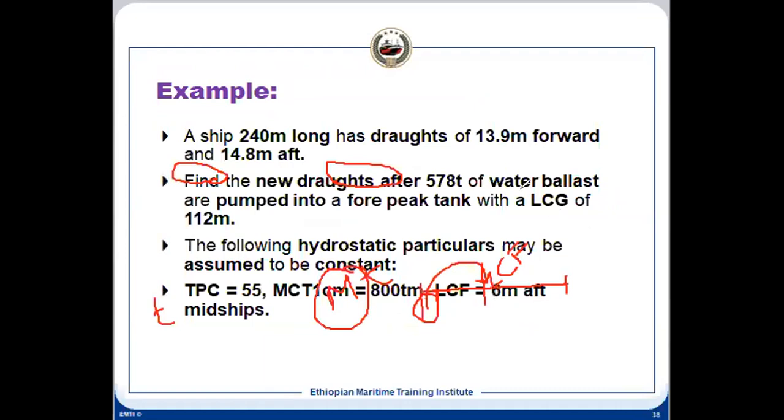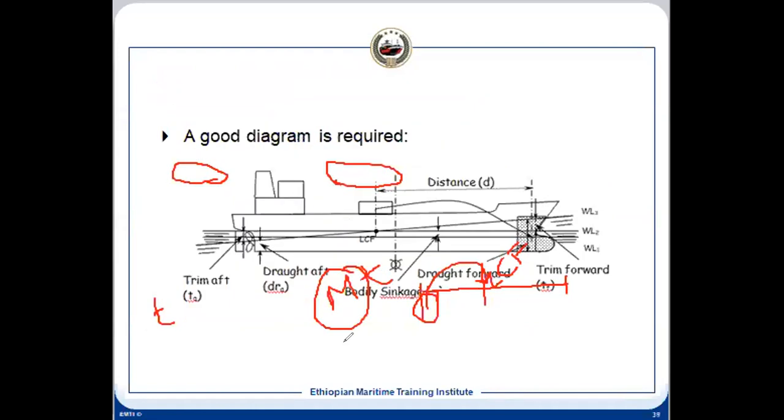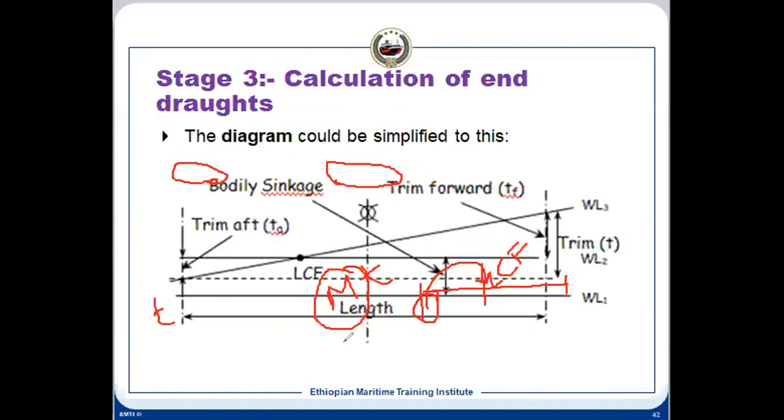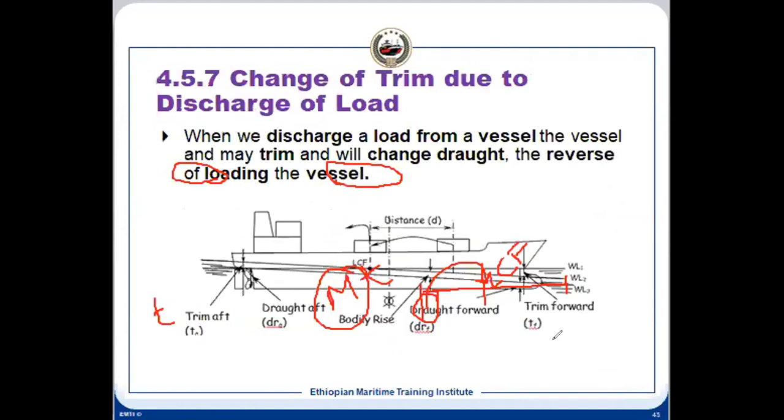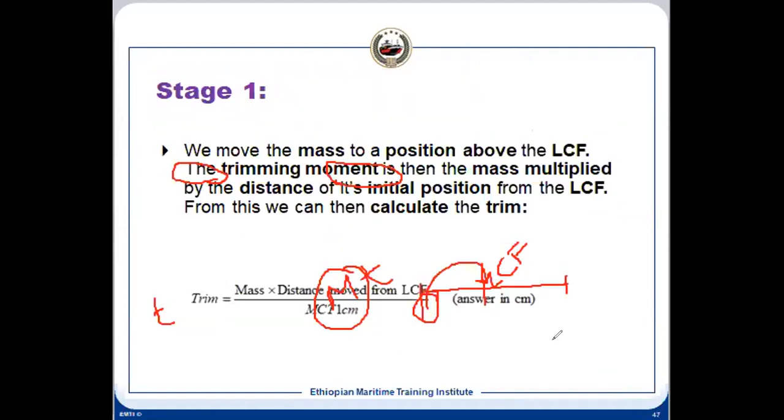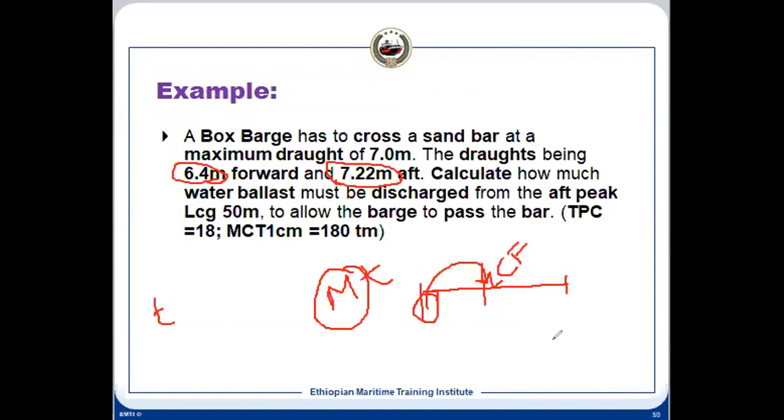This one, LCG of 112, was from the midship, because we had 6 meter aft of midship as the LCF. That is the reason that when we calculated the trimming moment, we made it 112 plus 6, because trimming moment is the distance from the LCF. But here my question is whether this is given from LCF or midship.